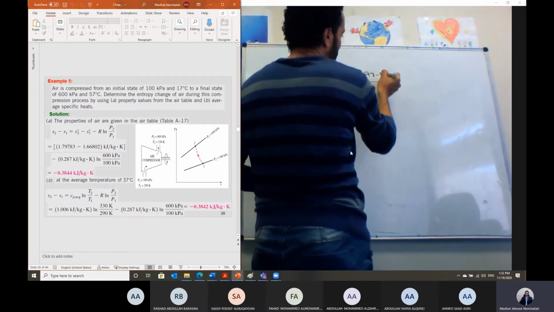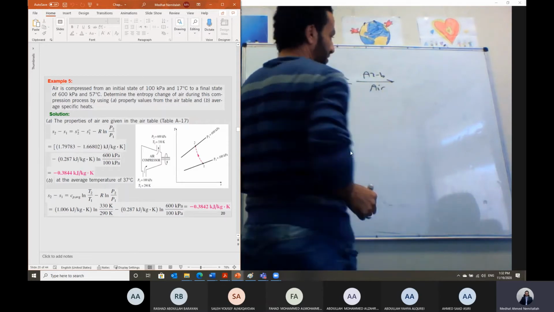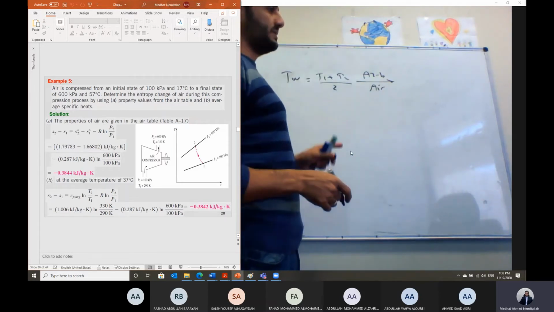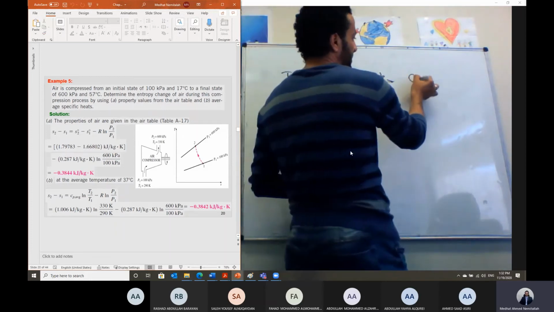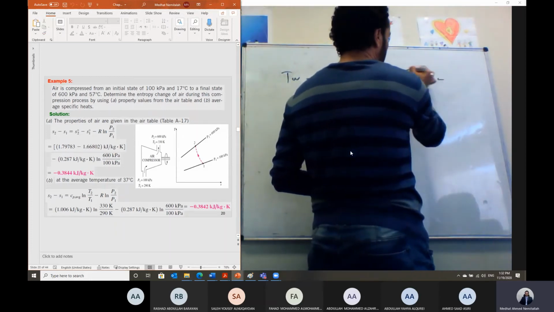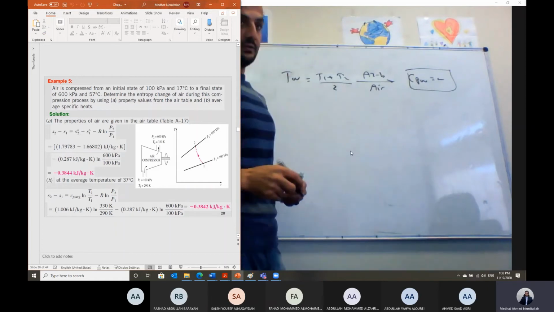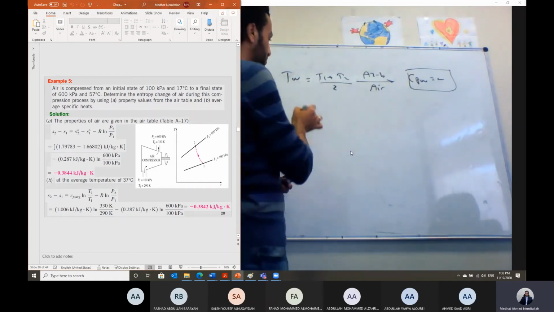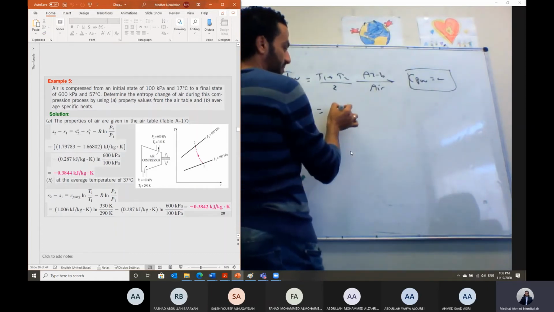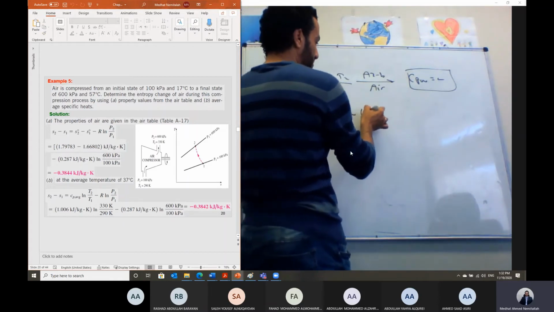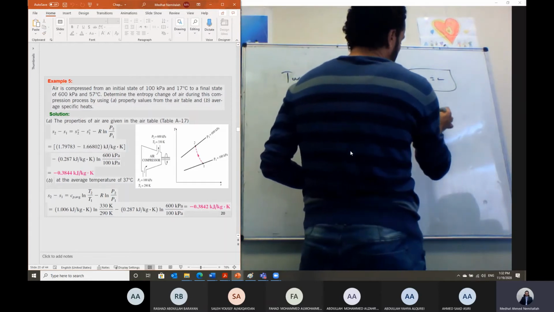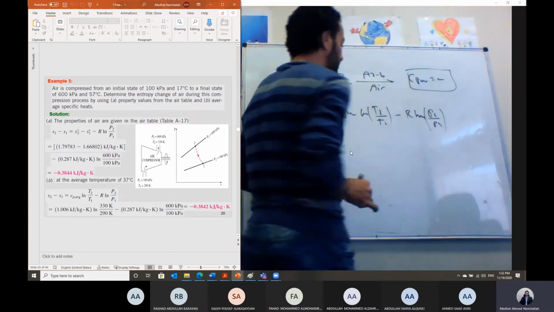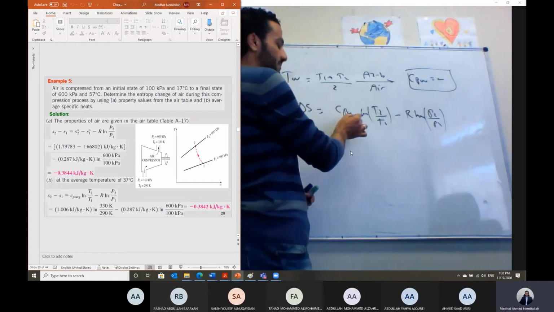I will be going to table A2b. The working fluid is air. You will find a sub-table in table A2b at this average temperature. Then you can calculate Cp. Please try to practice this. If I need to calculate delta S based on the constant specific heat approach, it is Cp average ln T2 over T1 minus R ln P2 over P1. So it is just substitution.